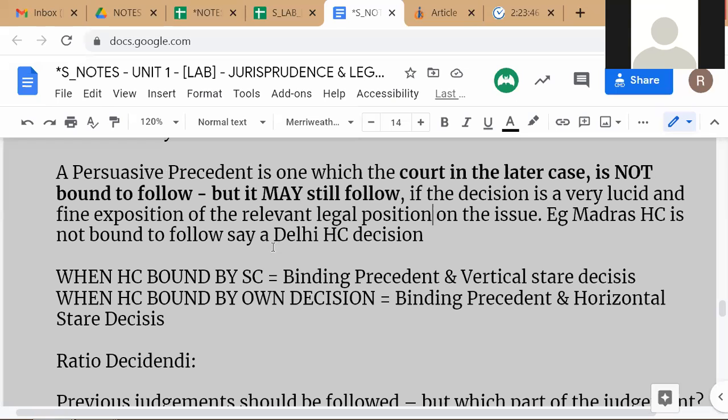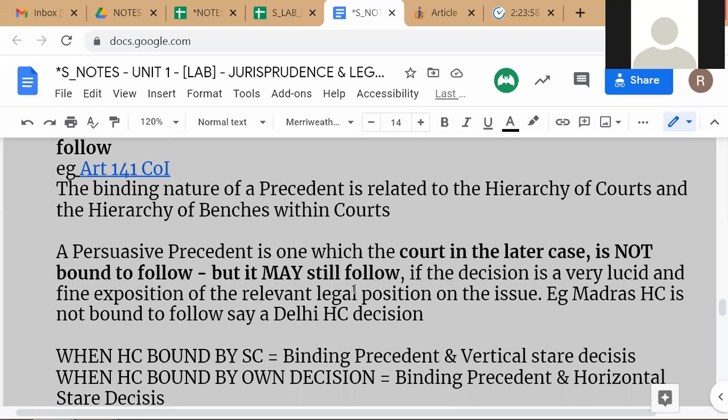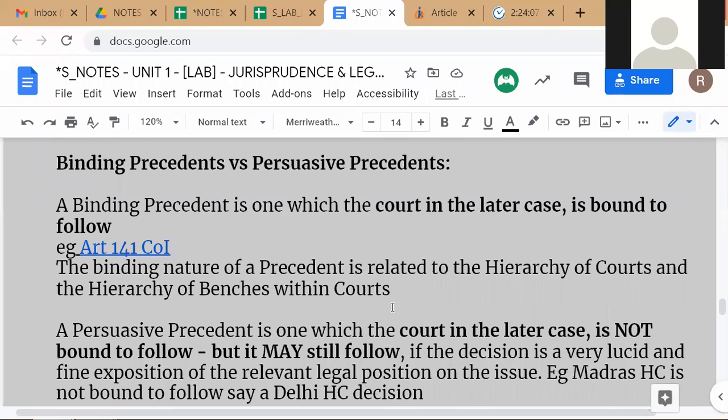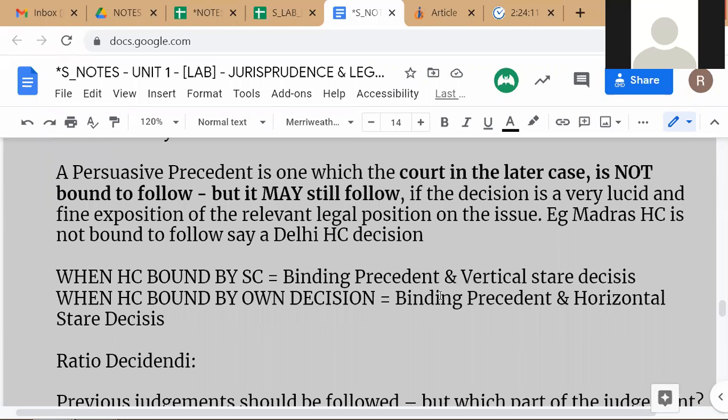So they may still say that, well, this logic is very good actually, so we will agree with the Delhi High Court decision. So the Madras High Court has the discretion to do that. This we call a persuasive precedent. When you're citing a Delhi High Court decision in a case before the Madras High Court, that's a persuasive decision because it's not a binding precedent. So that's another distinction.